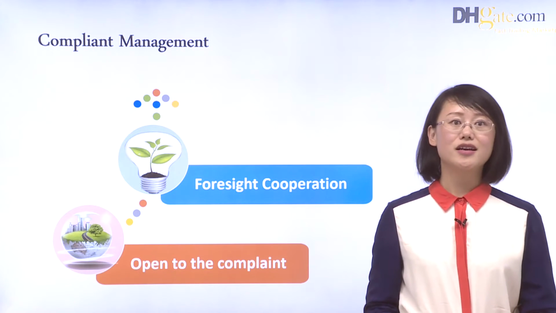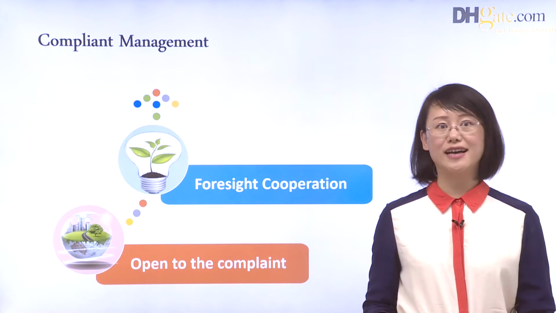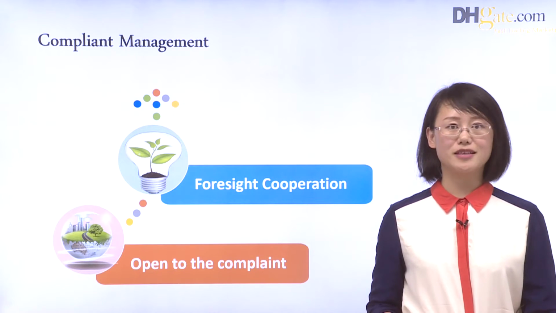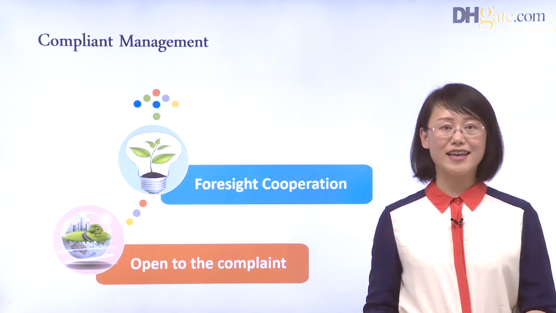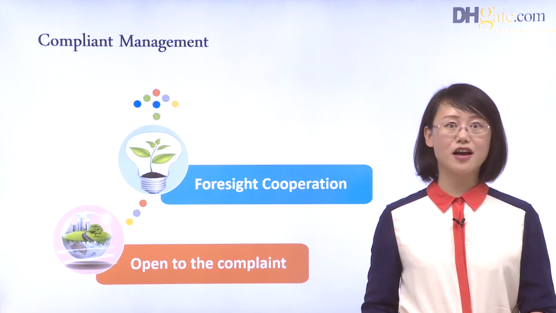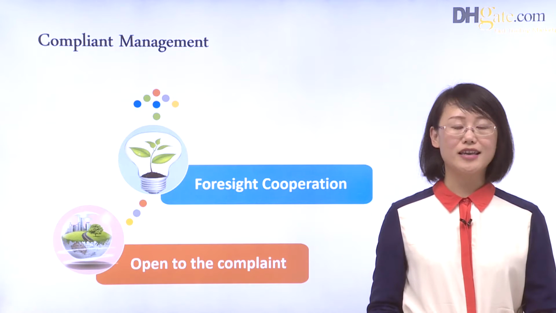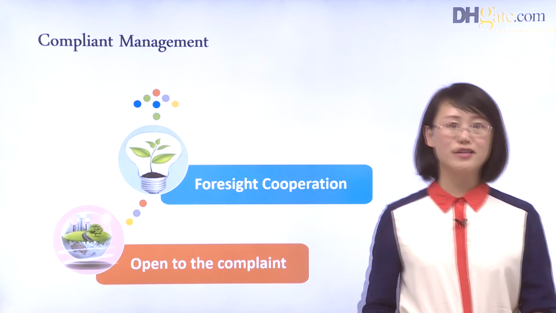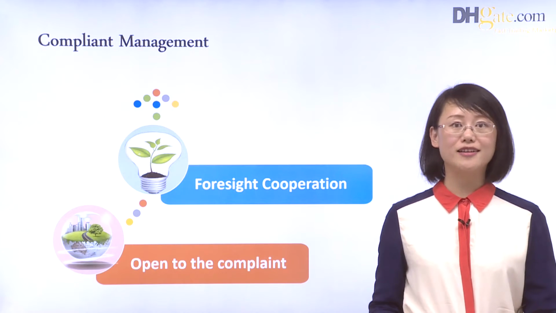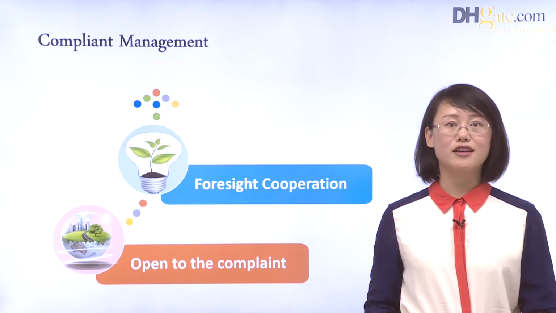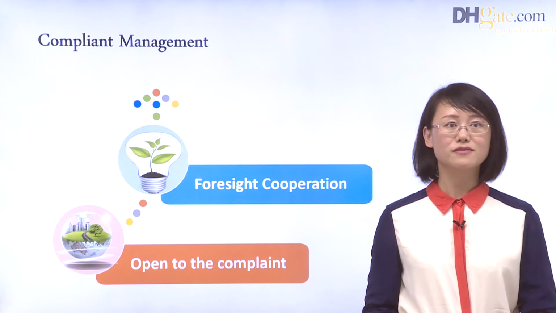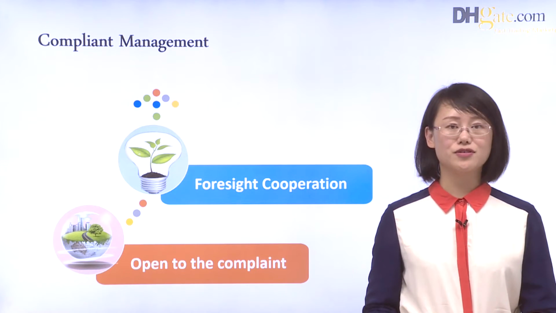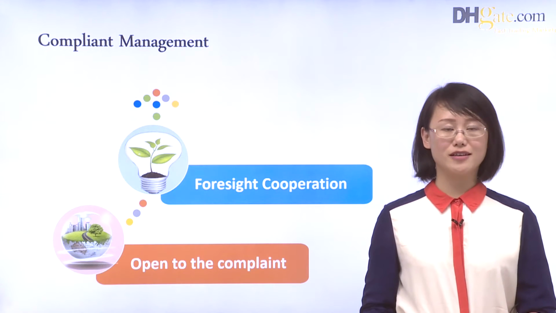Besides that, you should have some foresight cooperation. For example, you can cooperate with MarkMonitor or the IACC. These kinds of organizations have much more experience and much better technology to help you to identify the counterfeit and infringement products. In this combined way, you can reduce your product risk in a very efficient way.